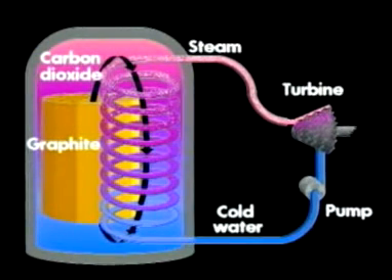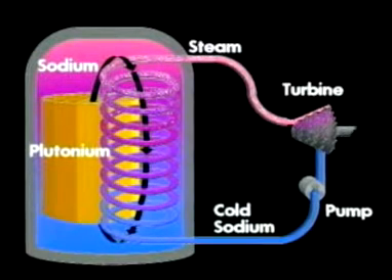If carbon in the form of graphite is used as the moderator, the coolant no longer needs to be water. A gas such as carbon dioxide or helium can be used. It will be efficient because a higher temperature can be used. Another coolant is molten sodium. This is used in fast breeder reactors that use plutonium as the fuel.